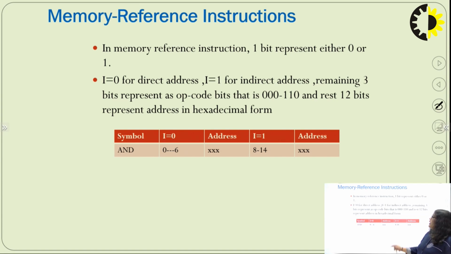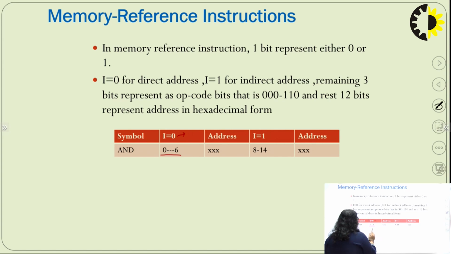And the representation with the symbolized form is in the hexadecimal representation table. When I is 0, I is the fourth bit, but the 3 bits are 0 to 6.